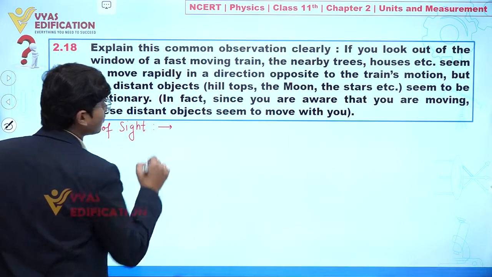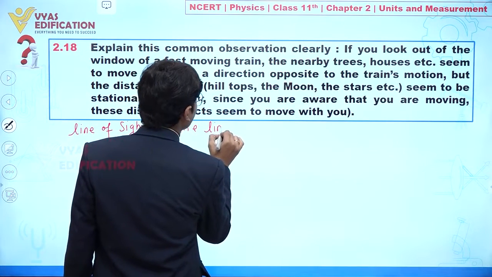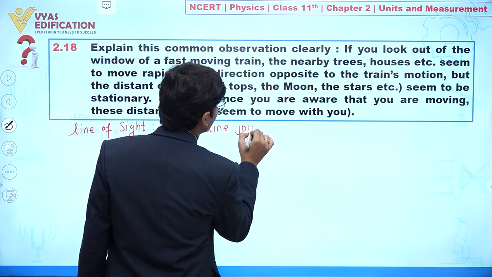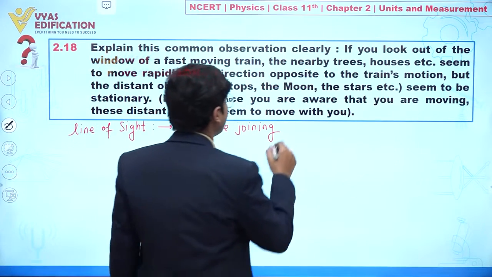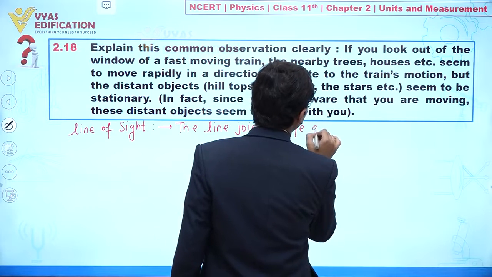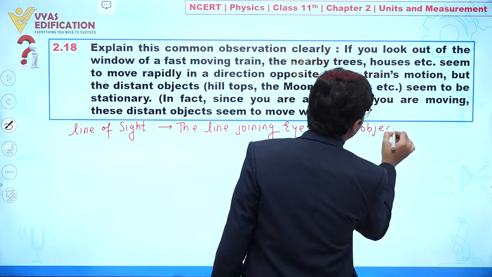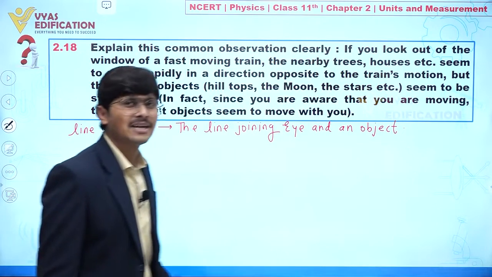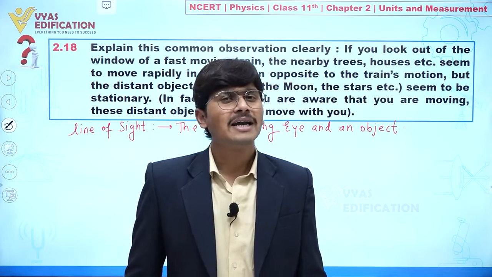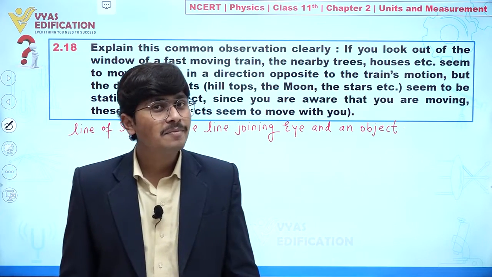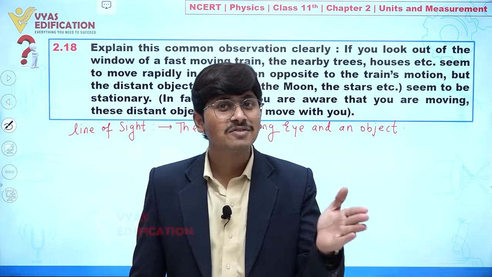Line of sight is what? Actually, we can see the line joining the eye and an object is known as line of sight. Clear? So now if I talk about a nearby object, this line of sight changes very rapidly.